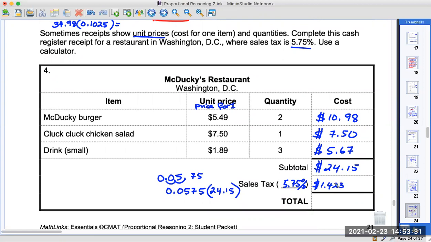1.423125. So that's a little bit more than $1, right? So now where do we round the decimal? I'm going to look here. This is where I want to cut it off. The 3 is less than 4, so I can just drop that. So its total is 24.15 plus, oh, I rounded now.